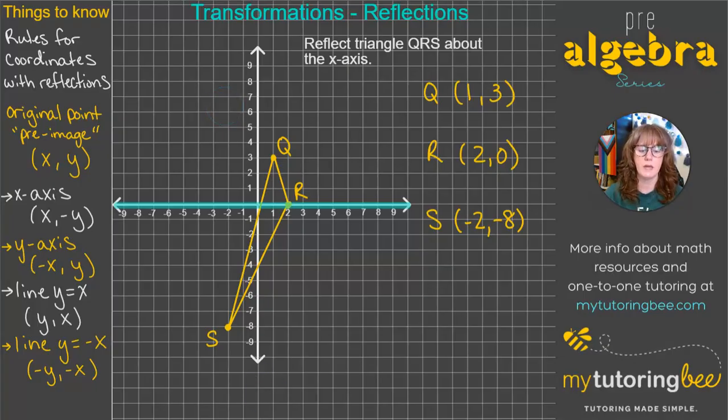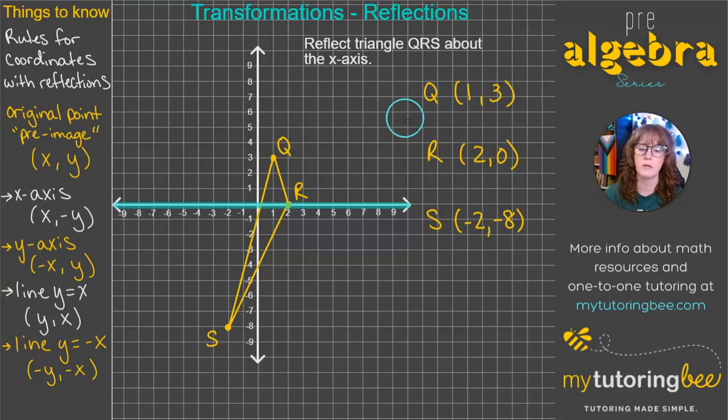One way that we can show this reflection is by using the coordinates, and I have some rules listed out over here for our reflection. When we are reflecting over the x-axis, our x stays the same, stays in the first position, and the y changes sign. So if it was positive, it's going to become negative. If it was negative, it's going to become positive.